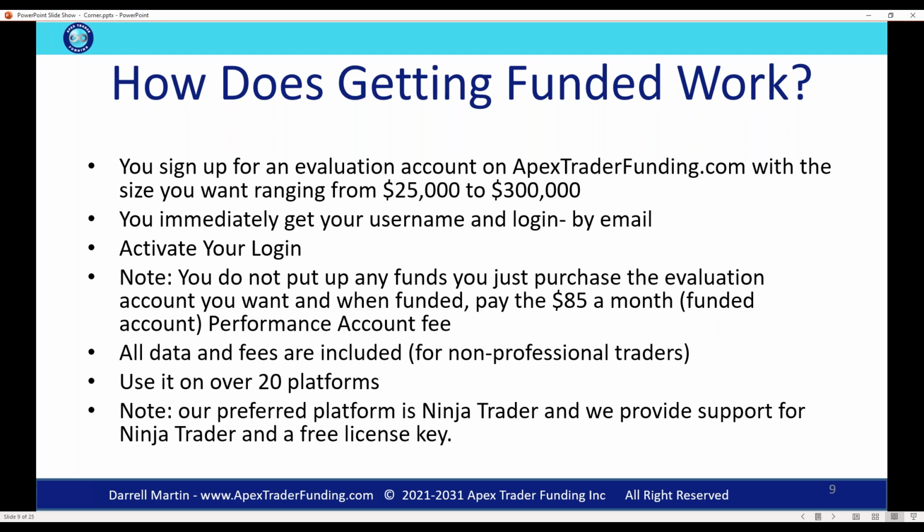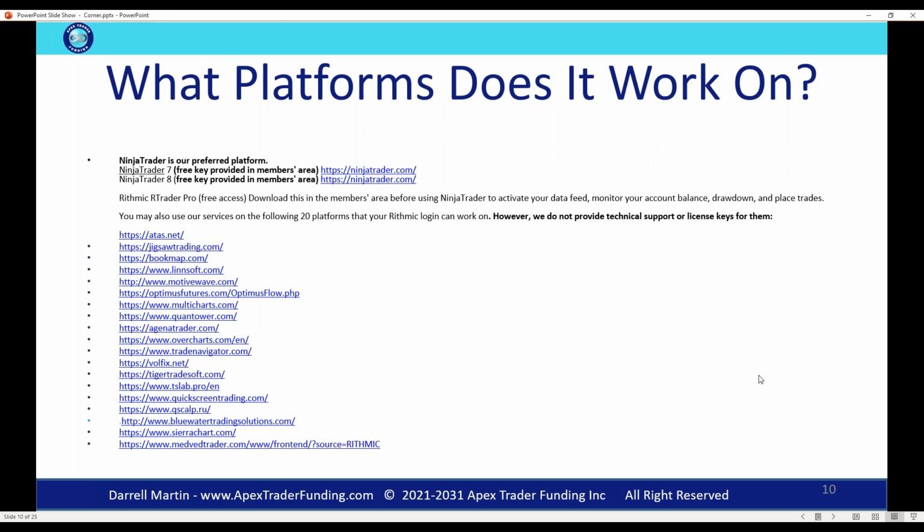So that monthly fee for those evaluation accounts includes everything. Everything you need, our manager or our trader, NinjaTrader license, Rhythmic data, everything, okay? So there's nothing else you need there.